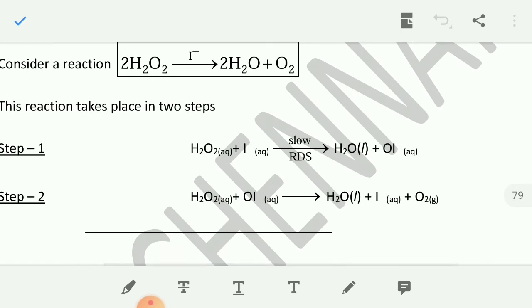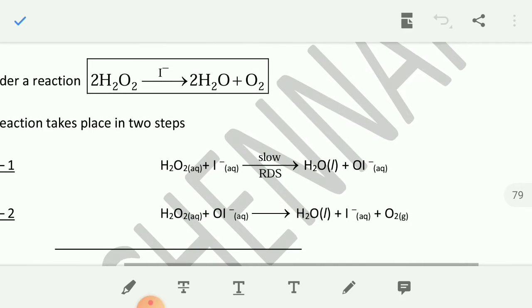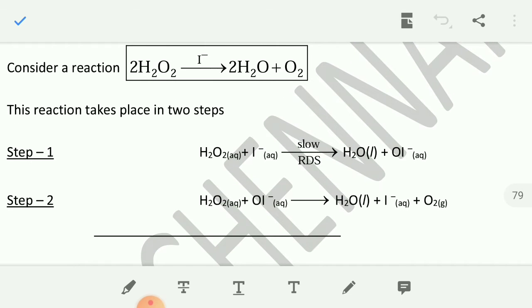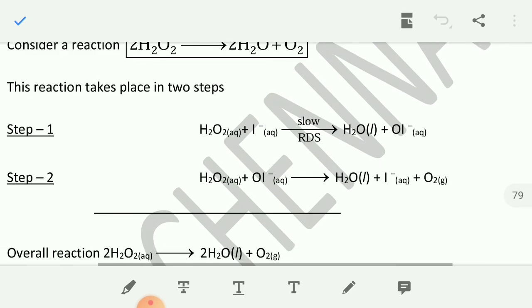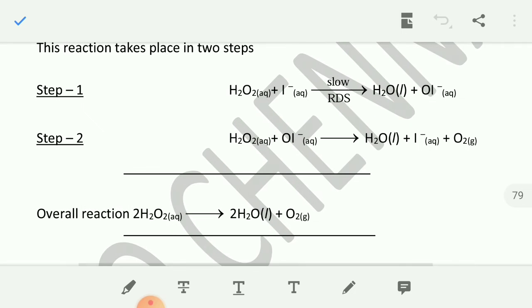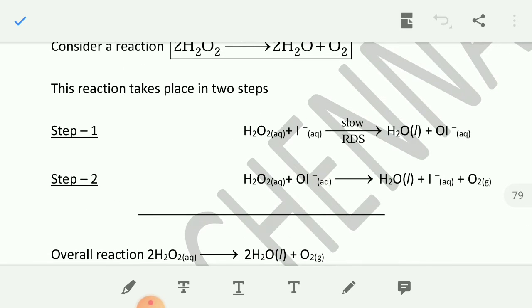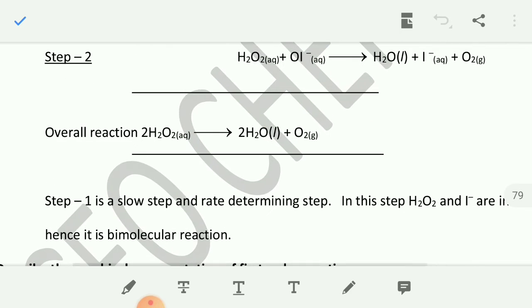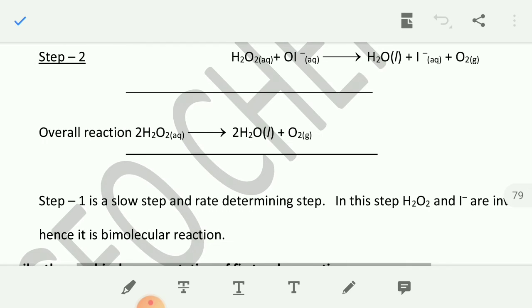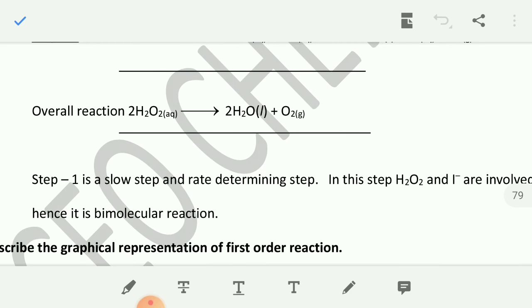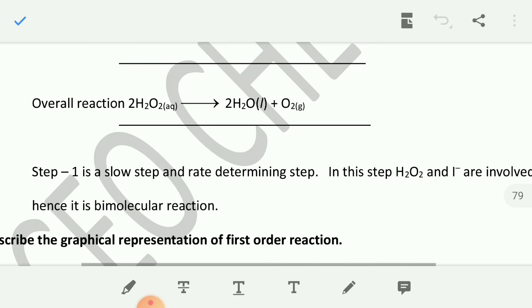So the slow step is H2O2 plus I minus gives H2O liquid plus OI minus aqueous. Then the fast step is H2O2 plus OI minus gives H2O plus I minus plus O2. So the overall reaction is 2H2O2 gives 2H2O plus O2, occurring in two steps. Step 1, the slow step, is the rate determining step. In this step H2O2 and I are involved, hence it is a bimolecular reaction, because the slow step is the rate determining step.